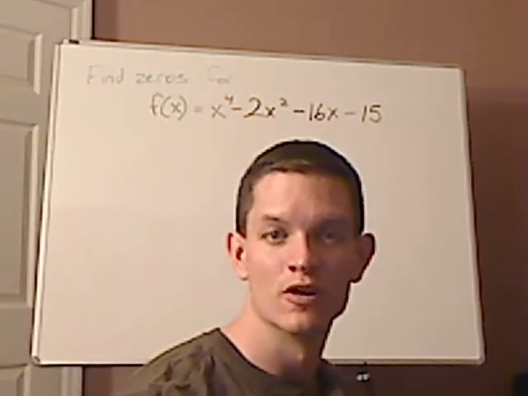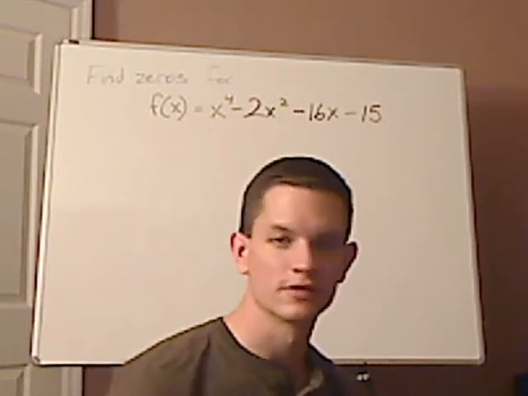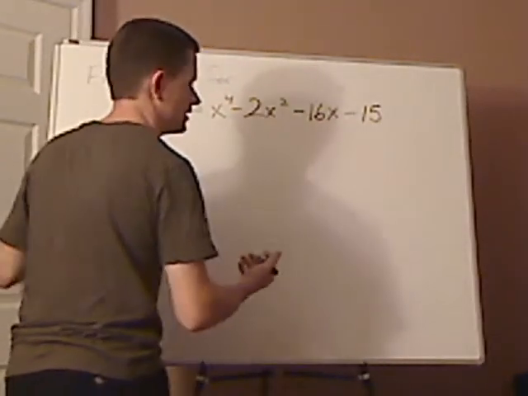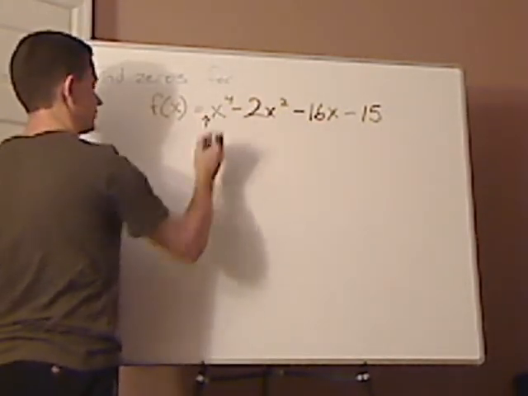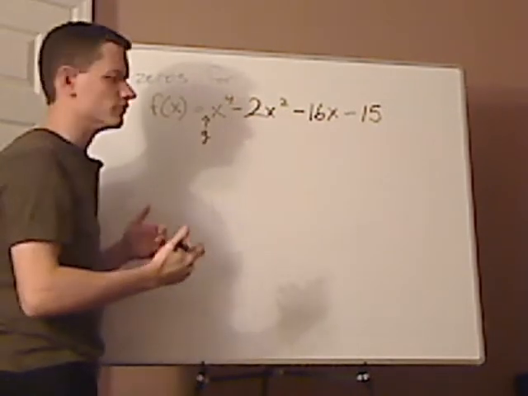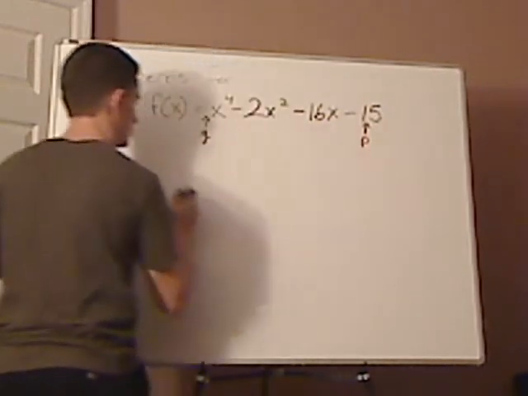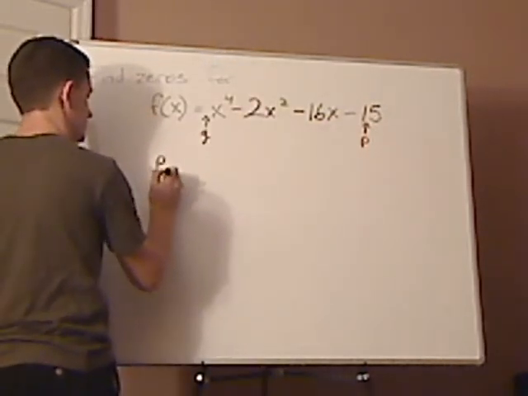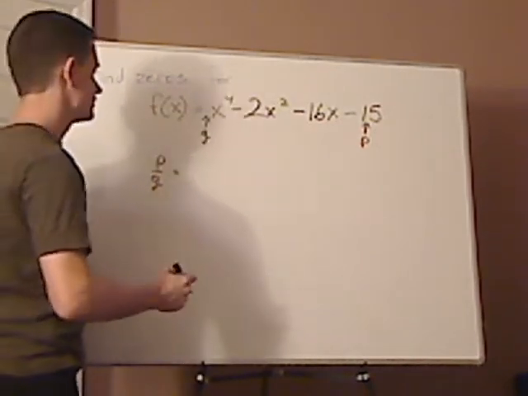Alright, to find the zeros or the roots, what you want to do is first list out the possible roots, which are the p's and q's. And how do you find your p's and q's? Well, you look at your leading coefficient. That'll tell you factors of q, and this is your p. So you list them out like this. You have p over q, and this is going to give you the possibilities.